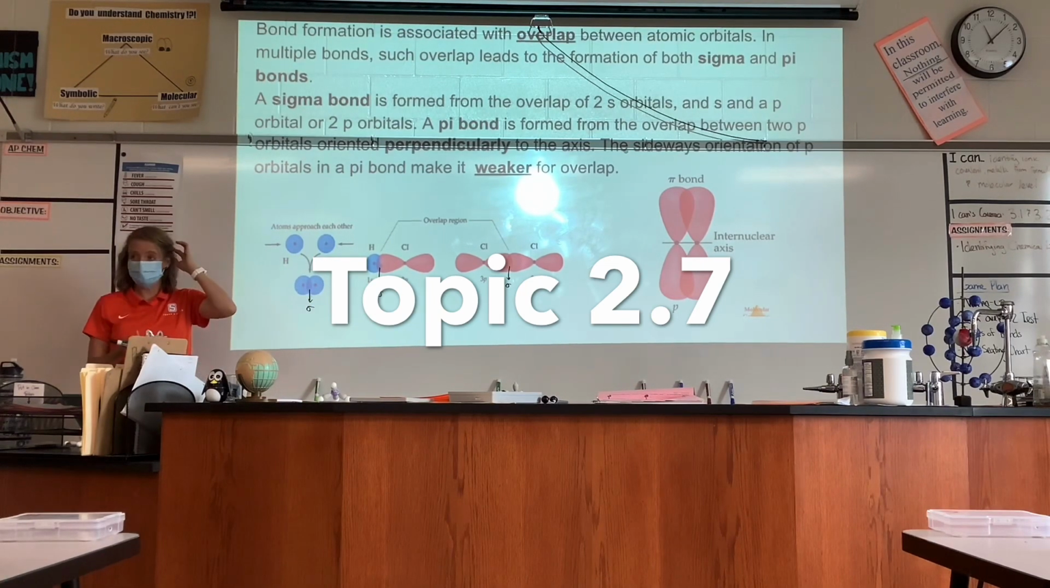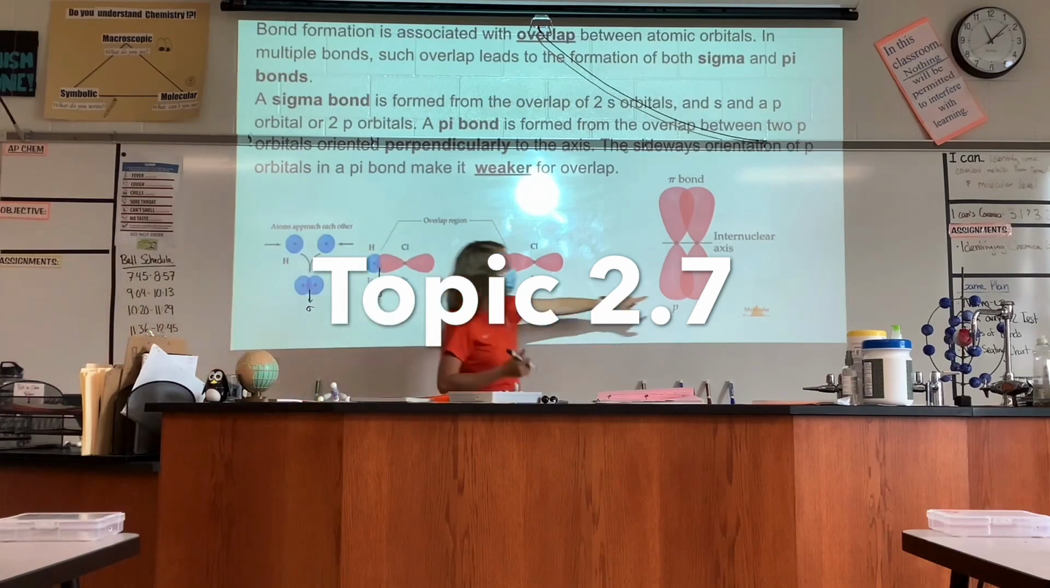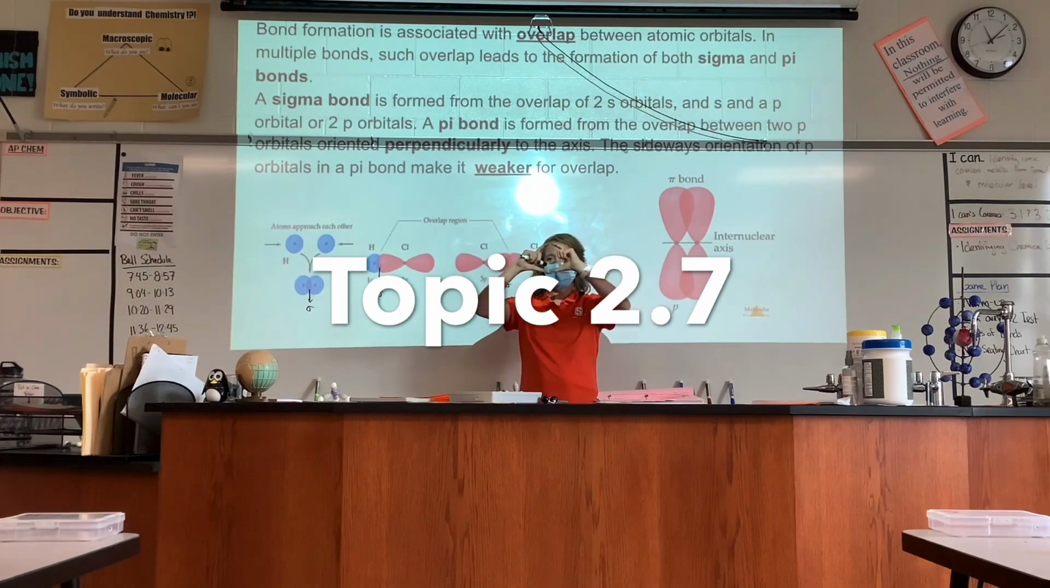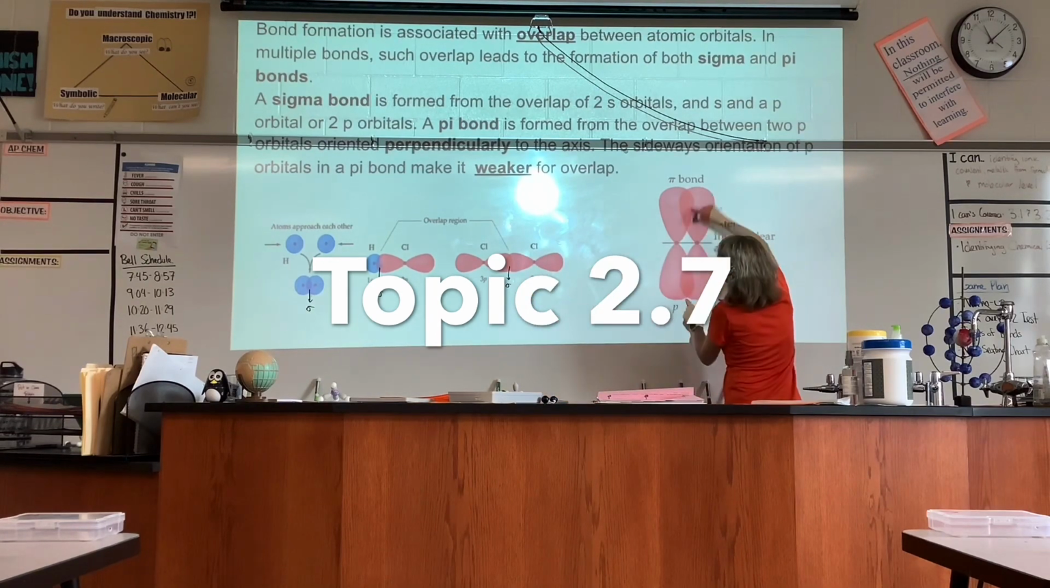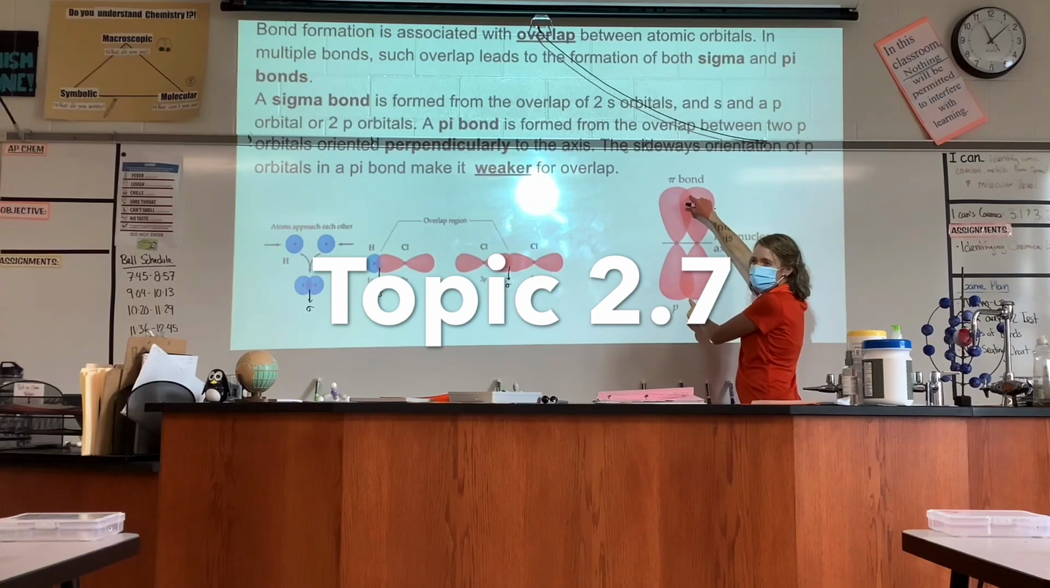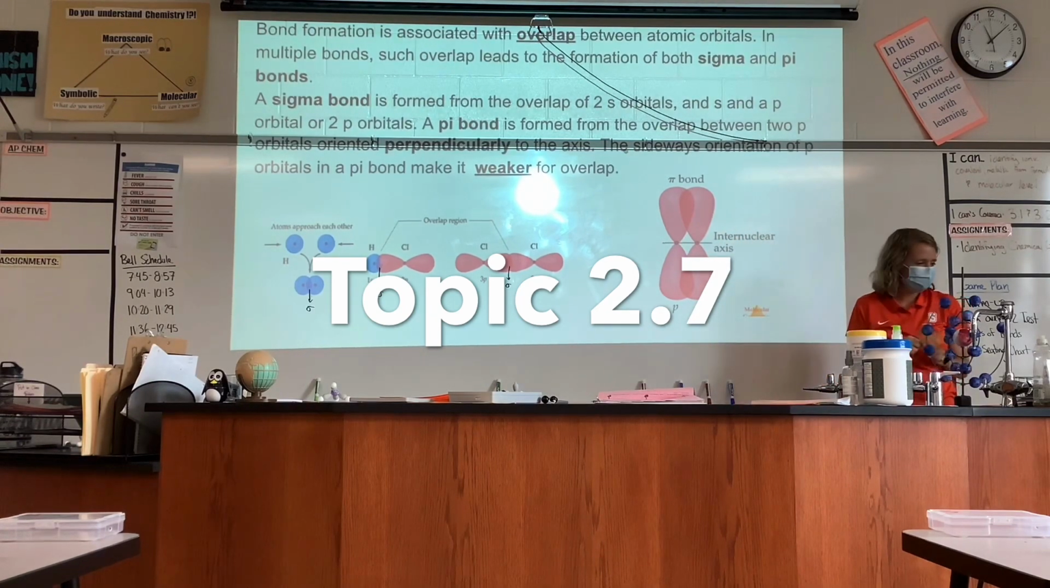A pi bond is when two p orbitals overlap, like their little butterfly wings are touching, but it's not in the center. So this right here is a pi bond. That's kind of what they look like.